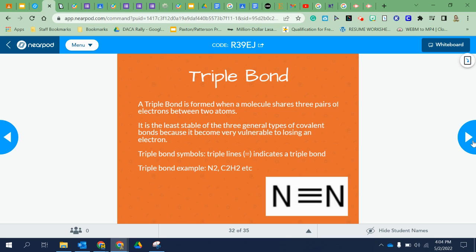So in this right here, how many electrons would it be? Yeah, and this one right here, there are six electrons, right? Two for each of those lines.